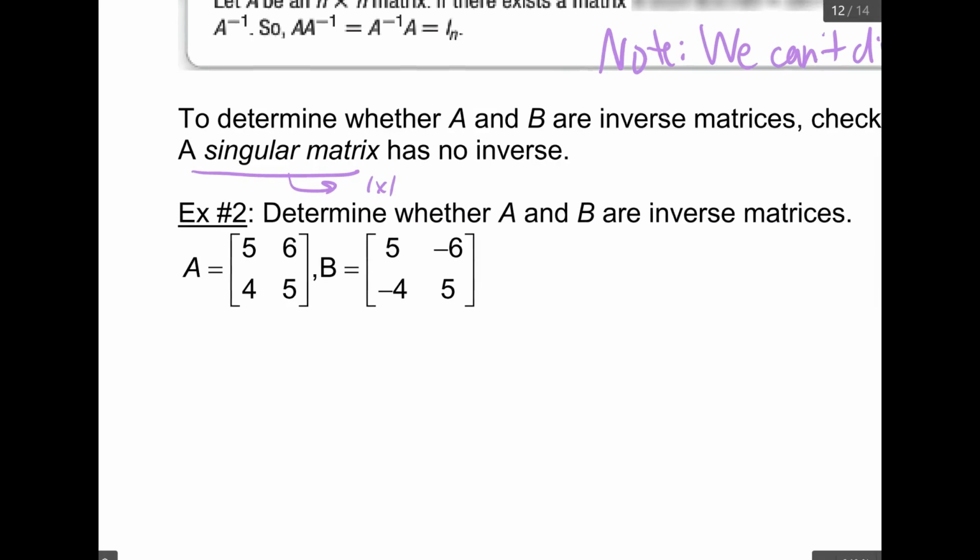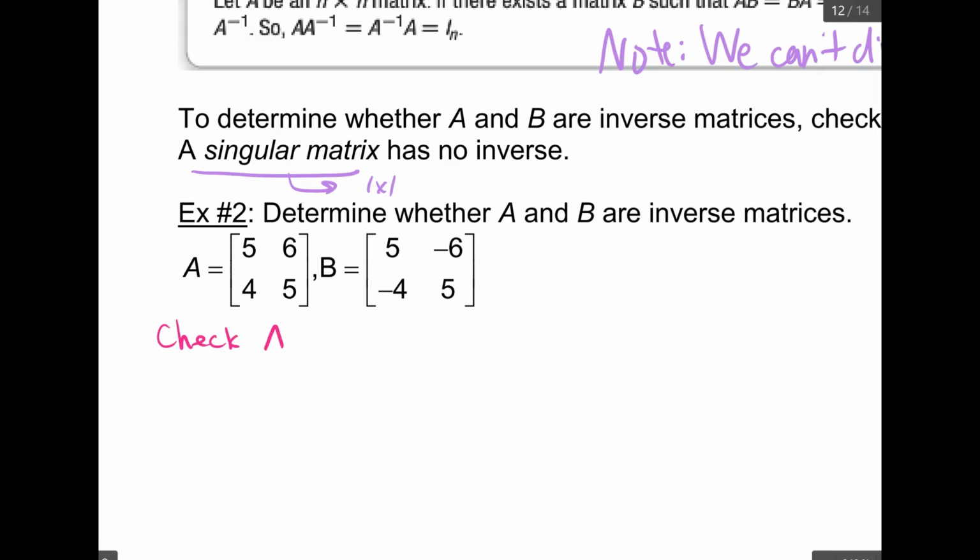Okay. Determine whether A and B are inverse matrices. So meaning, I have to multiply A times B. I should get an identity matrix if they're inverses. Then I have to do B times A. I should get an identity matrix if they're inverses. Yep. Perfect. All right. So let's check.